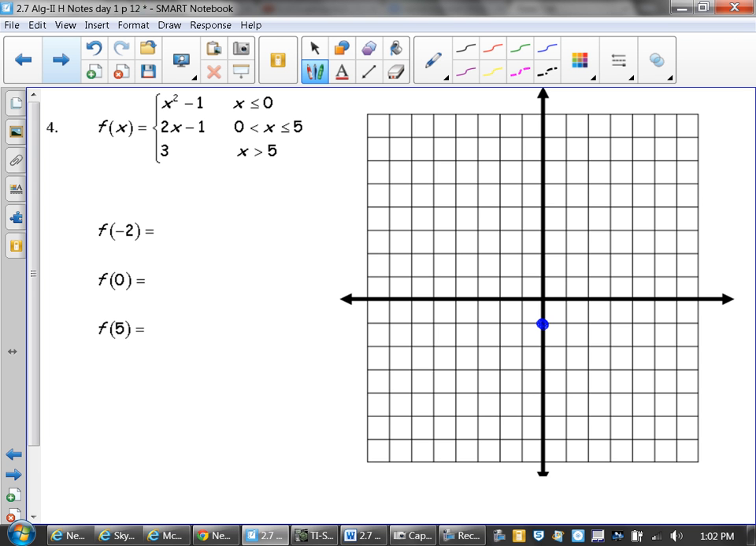I'm going to the left, so now I use negative 1, square, subtract 1, I get 0. Negative 2 squared minus 1 gives me 3. And then negative 3 squared minus 1 gives me 8. So the first part of my graph is the curve. The second part of the graph is the 2x minus 1.